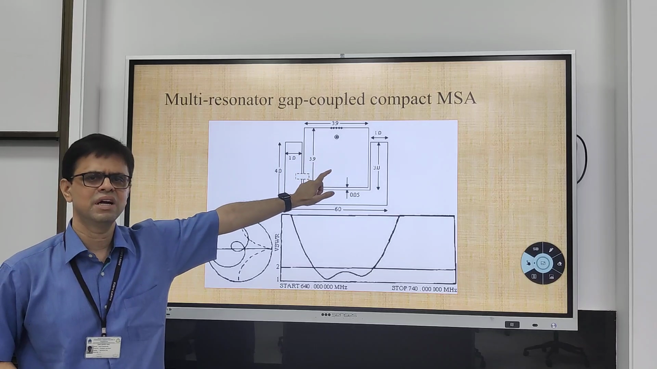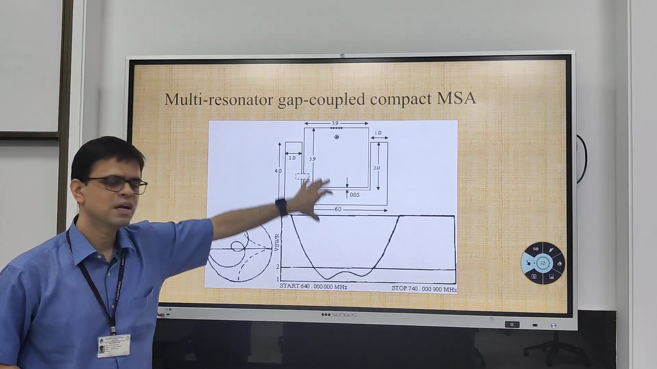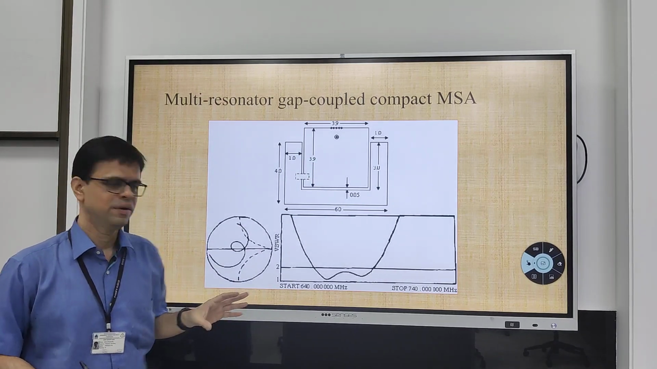One more configuration will come now where a similar technique is employed.